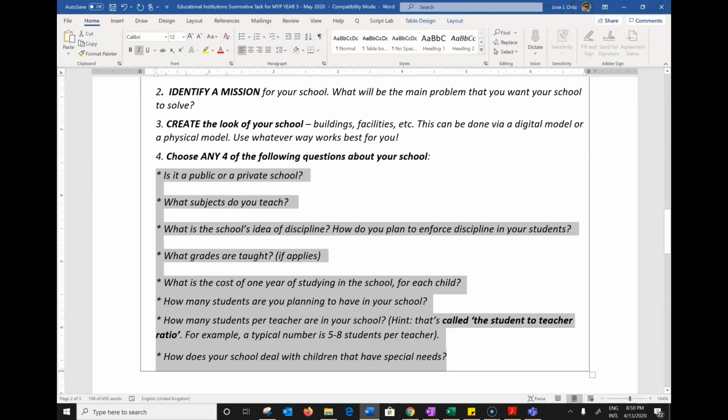How does your school deal with children that have special needs, which is really, really important. Now, out of these questions, remember, you select four. That's a minimum. If you're an overachiever and you feel like doing more, you know that with me, not only do I appreciate it, you also get extra credit if you do so. So the challenge is out there.